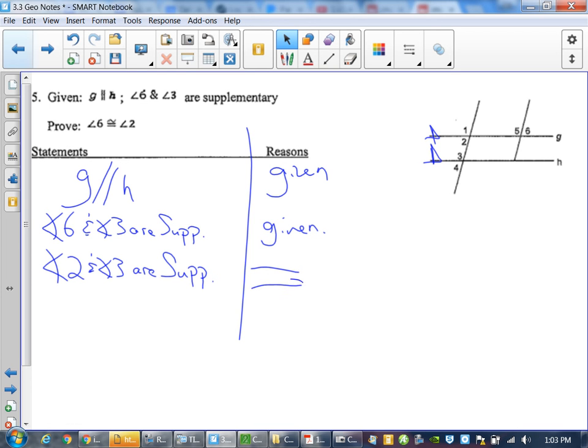So if two parallel lines are cut by a transversal, consecutive interior angles are supplementary. Why? Because it says so on our progression sheet. It says so in our notes. All we had to do was figure out in the diagram where that occurred.